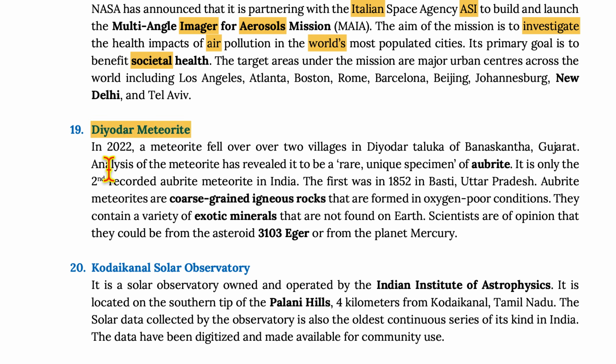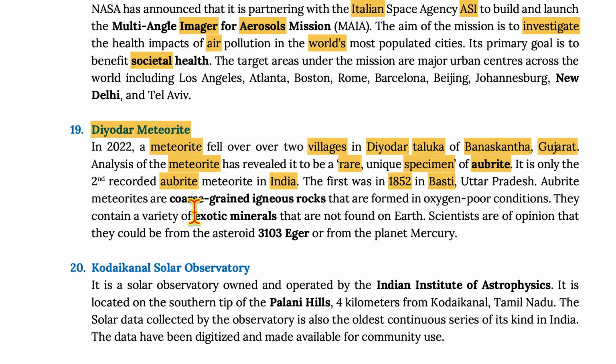Deodar meteorite. In 2022, a meteorite fell over two villages in Deodar Taluka of Banaskantha, Gujarat. Analysis of the meteorite has revealed it to be a rare, unique specimen of aubrite. It is only the second recorded aubrite meteorite in India. The first was in 1852 in Basti, Uttar Pradesh.